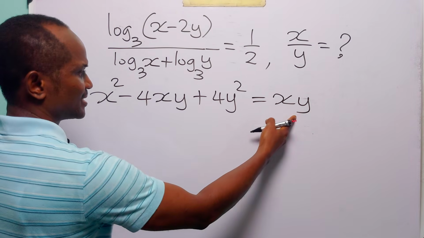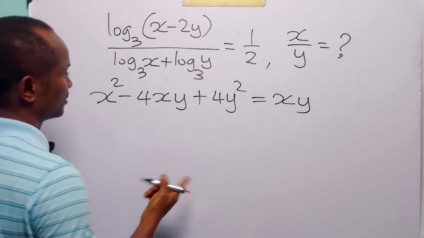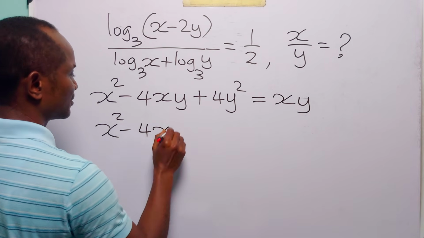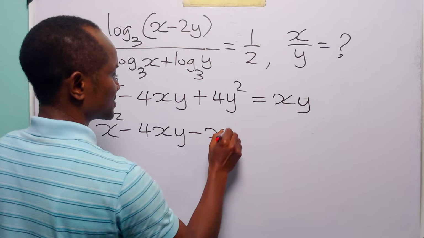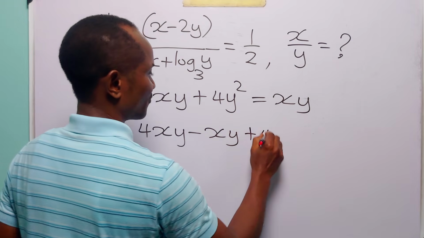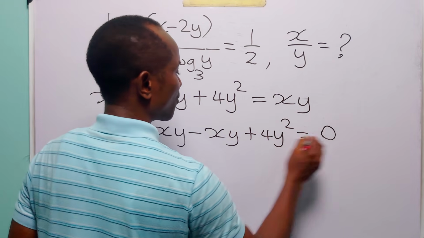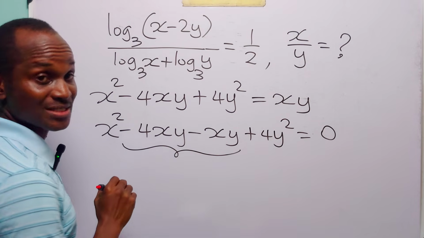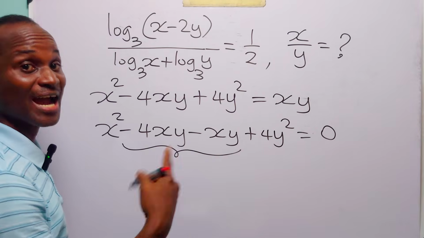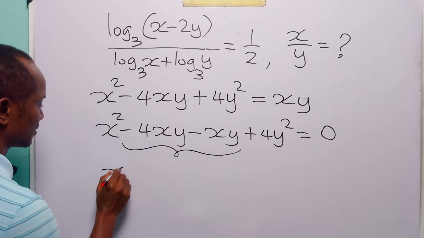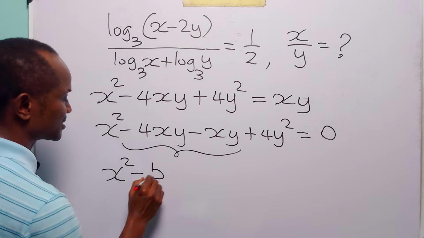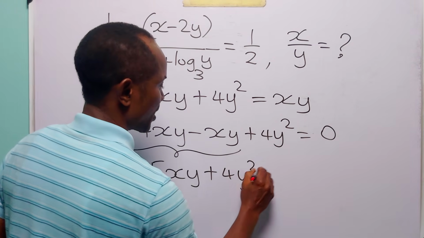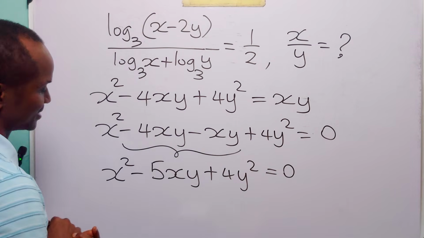Now let us subtract this term from both sides of the equation. When we do that, we have x squared minus 4xy minus xy plus 4y squared is equal to 0. Minus 4xy minus xy is equal to minus 5xy. So here we have x squared minus 5xy plus 4y squared is equal to 0.